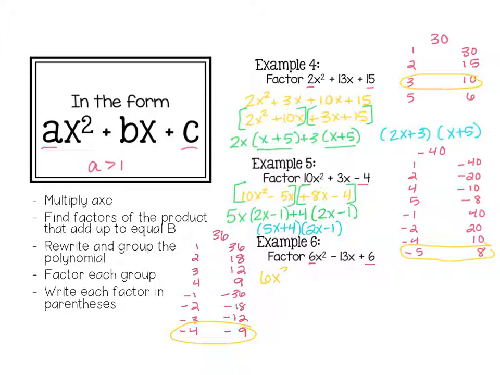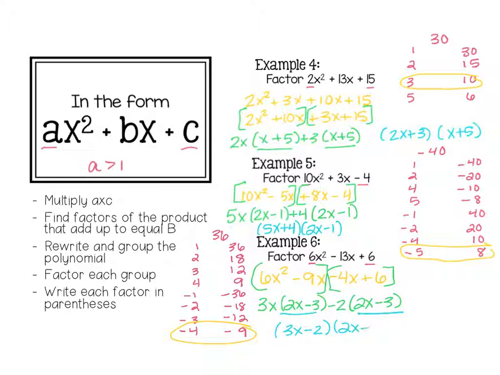So I have 6x squared minus 9x minus 4x plus 6. And when I group them together, in the first set, I can pull out a 3x. I'm left with 2x minus 3. In the second set, I'm going to pull out a negative 2, and I have 2x minus 3. And the reason I pulled out that negative 2 is because I need these to match. So my factors are going to be 3x minus 2 and 2x minus 3.